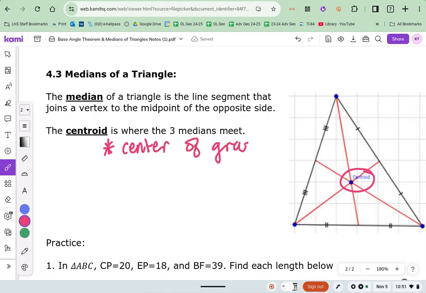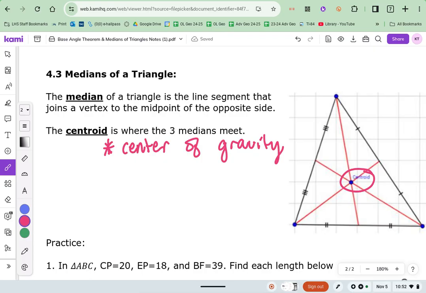So you might have, if you're taking engineering, what am I spelling? If you're taking engineering at the CTE center, you might have heard of the centroid being the center of gravity, because that's an important principle to know. Like if you're building something, you have to know where the center of gravity is for your shape.